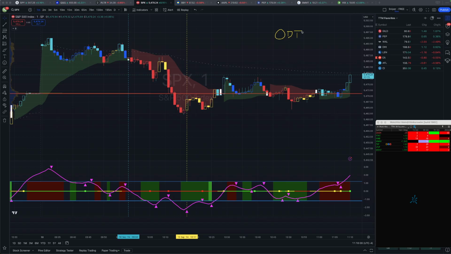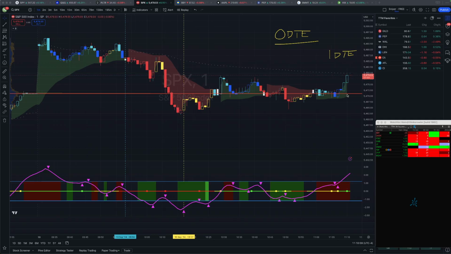I'm taking these up until about 3 o'clock, 2:30 ish. I'm trading 0 DTEs. If I see some good setups, I'll potentially trade in that last hour a 1 DTE for the next day so that I'm not getting absolutely destroyed on theta if the trade doesn't work immediately. DTE stands for days till expiration.